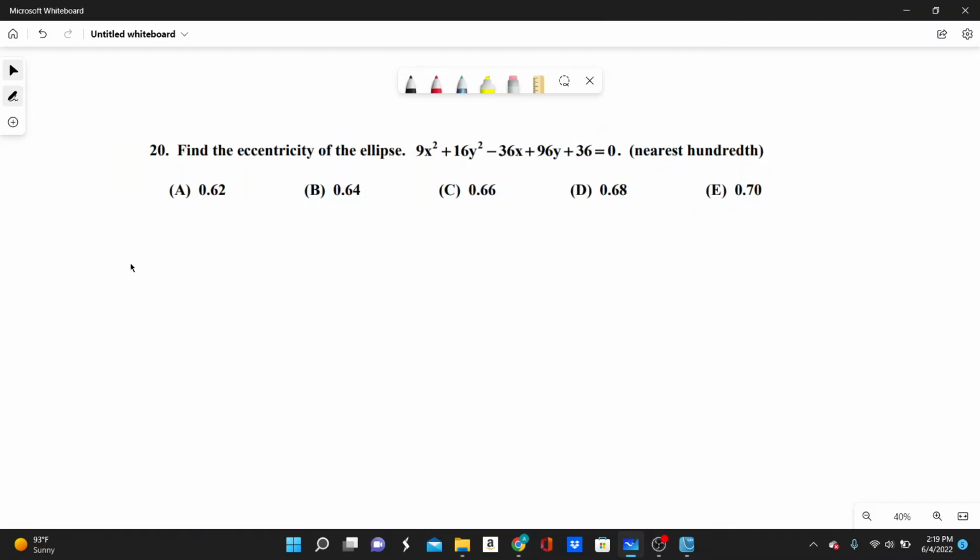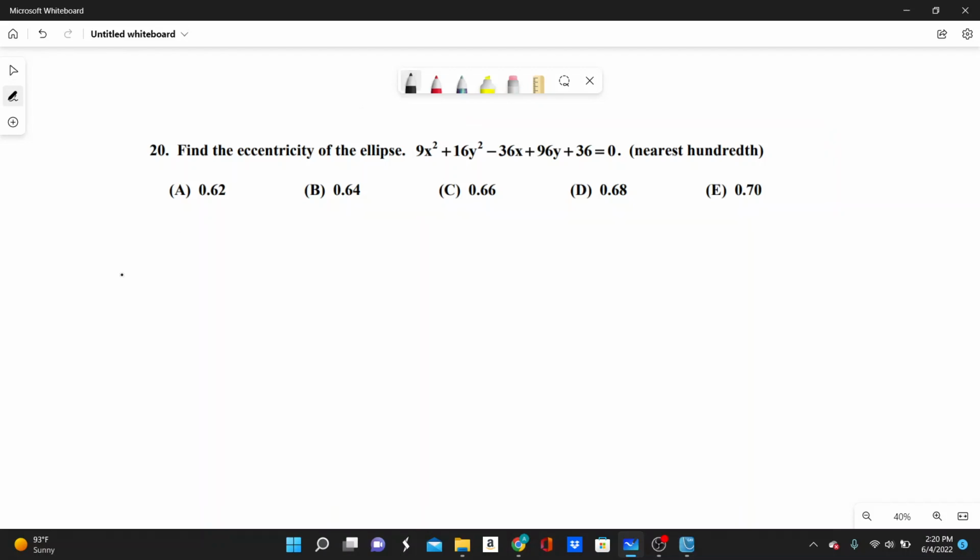Number 20. Find the eccentricity of the ellipse 9x squared plus 16y squared minus 36x plus 96y plus 36 equals 0. Alright, so let's get started. The first thing you have to do is get this into the standard form of an ellipse.